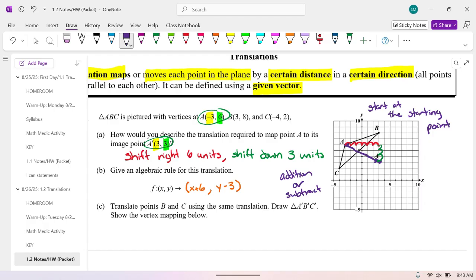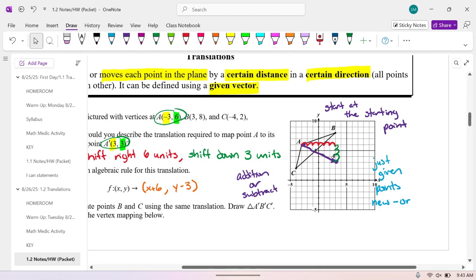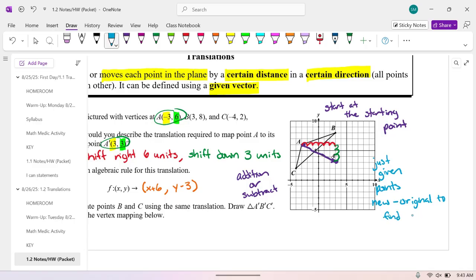So if you're just given points, you would do the new minus the original to find how it shifts.